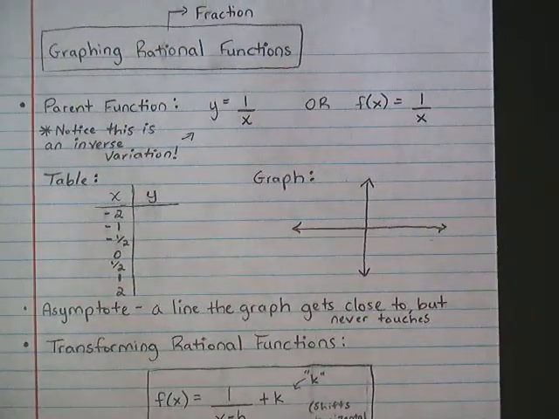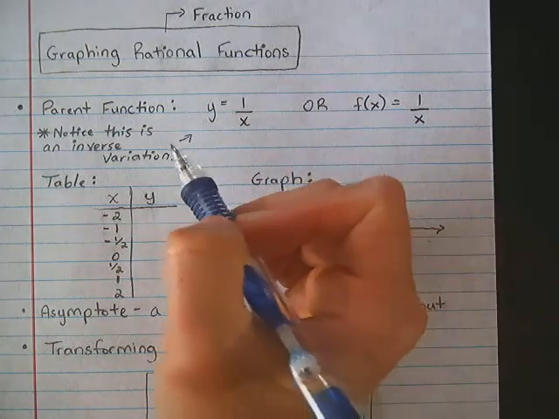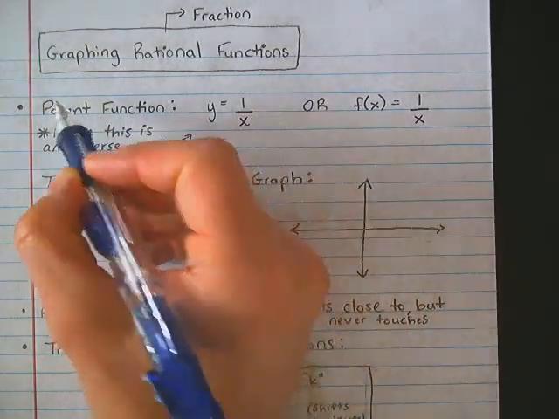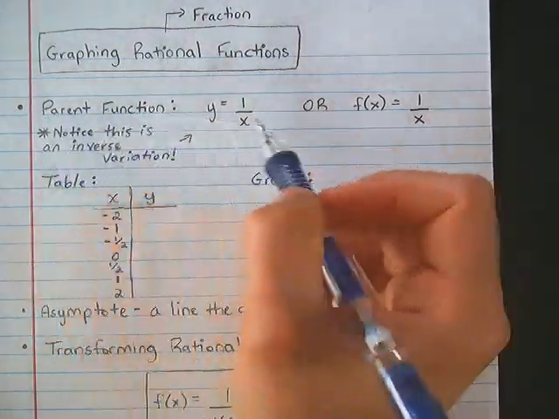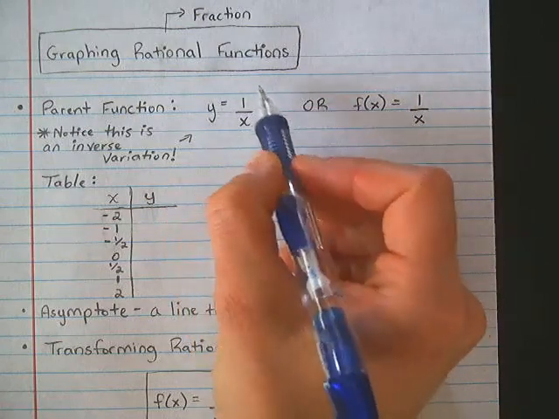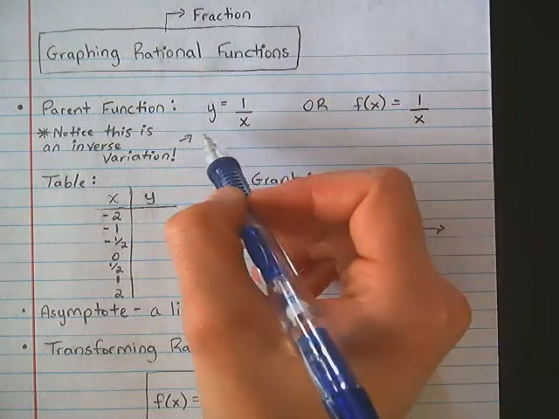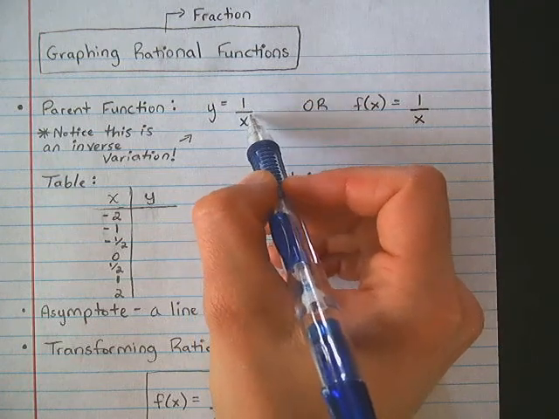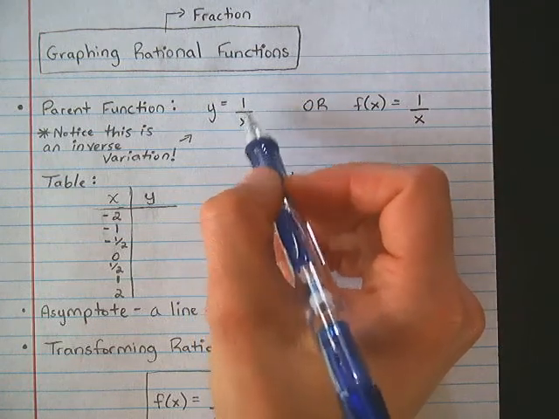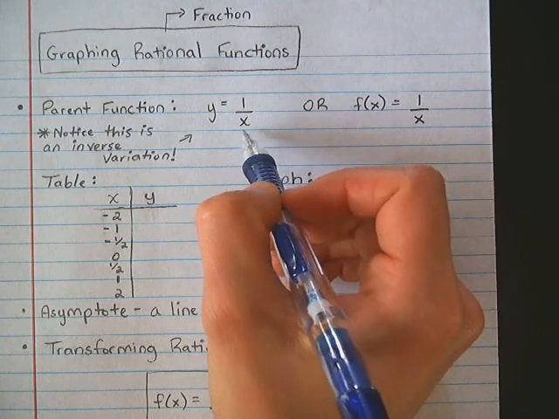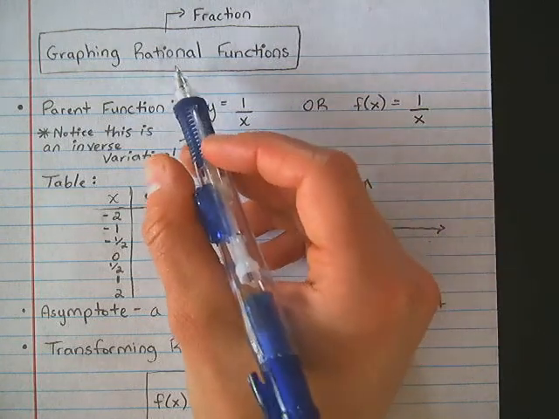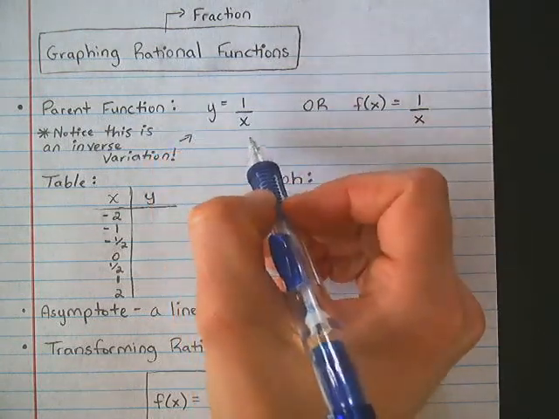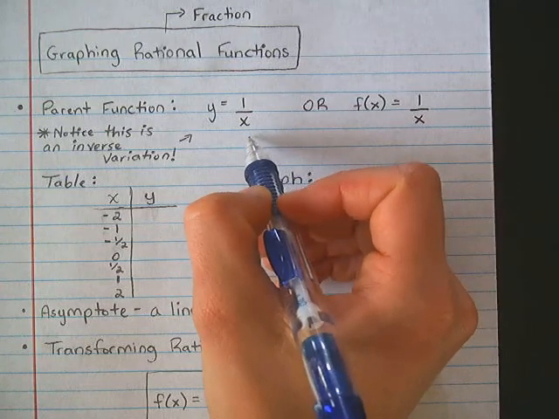The most basic that the function can get is called your parent function. And this particular function, the parent function, comes in this form: y equals 1 over x. So notice there's our fraction, and our x is on the bottom of the fraction. To be a rational function, your x has to be on the bottom of the fraction.